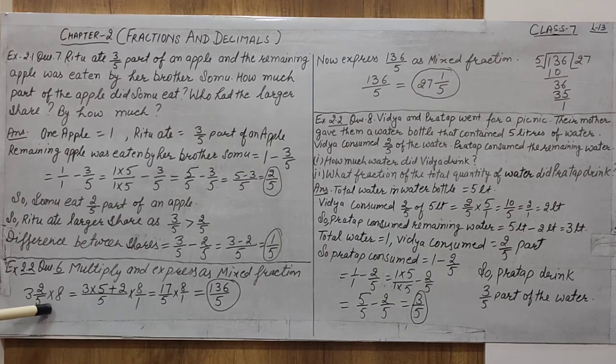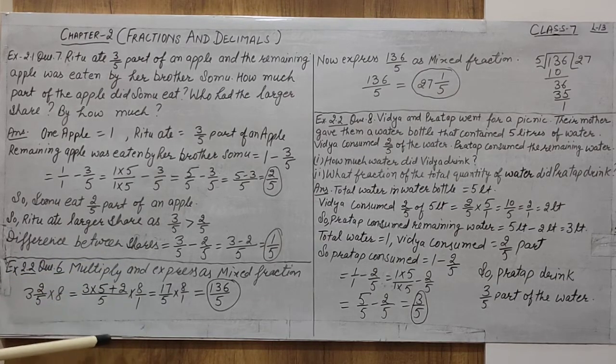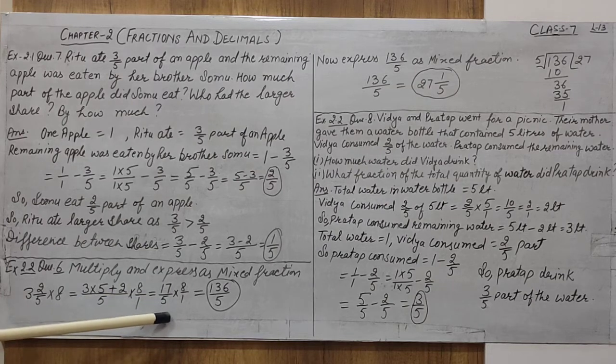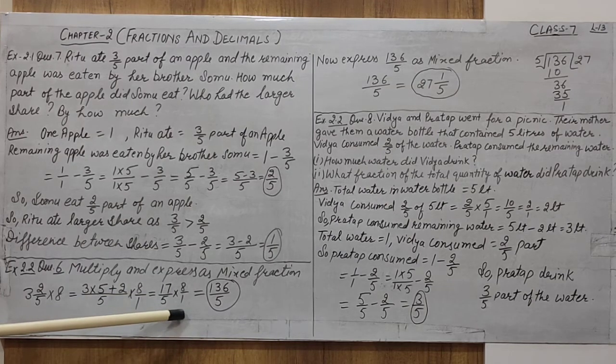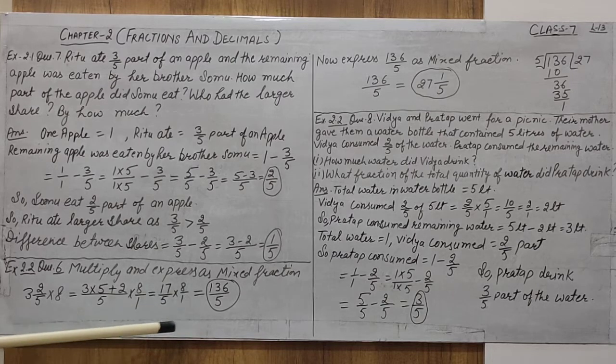Now multiply with 8. 8 is a whole number. How can we change this into a fraction? 8 can be divided by 1. We can write 8 by 1 instead of 8, so that this number also looks like a fractional number with numerator 8 and denominator 1. Now after changing the mixed fraction into improper, we get 17 by 5 multiplied with 8 by 1. The result is 136 divided by 5.